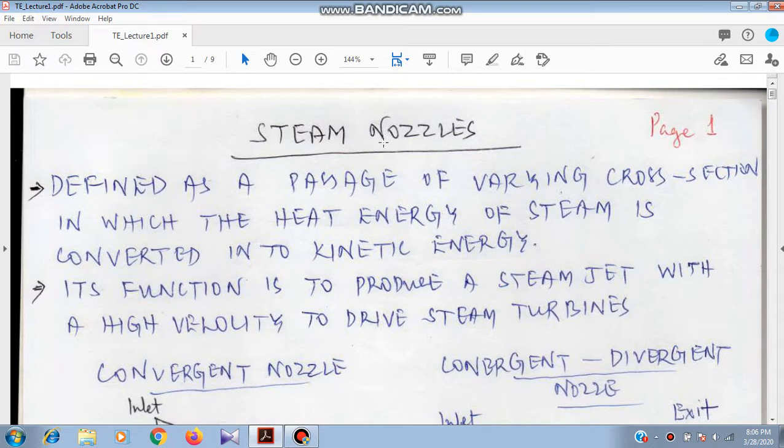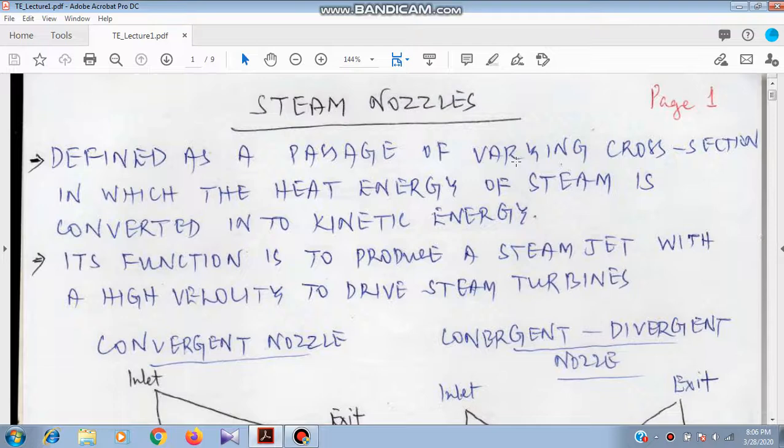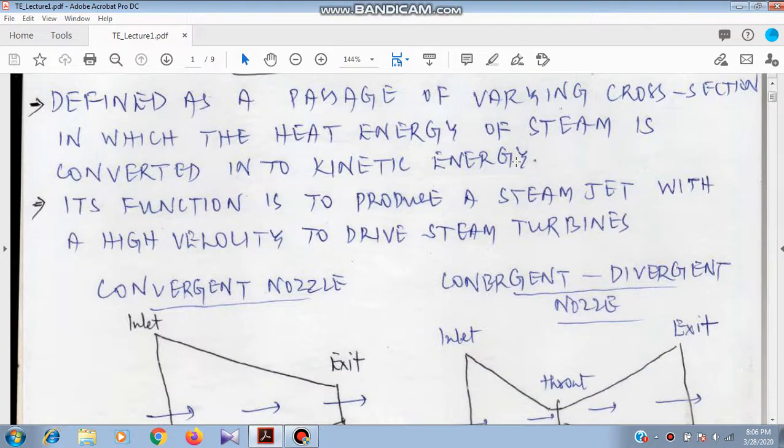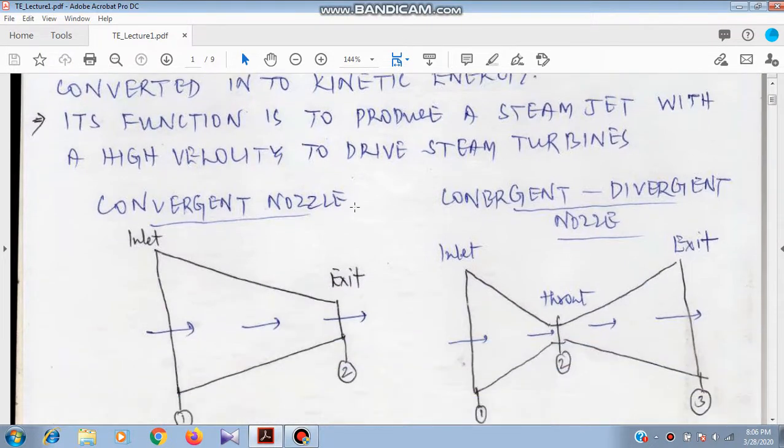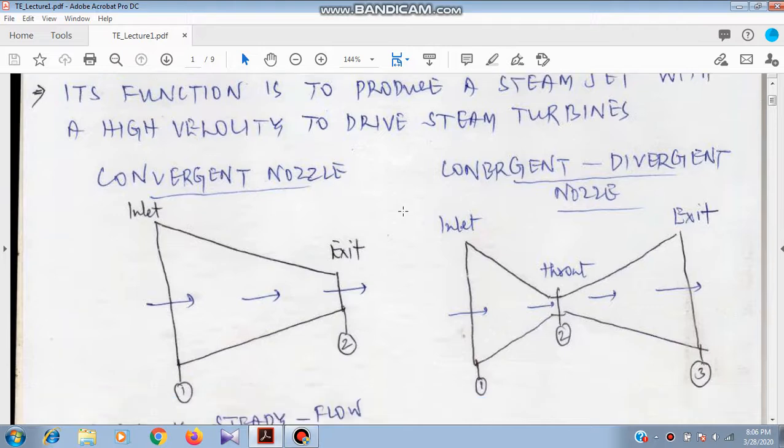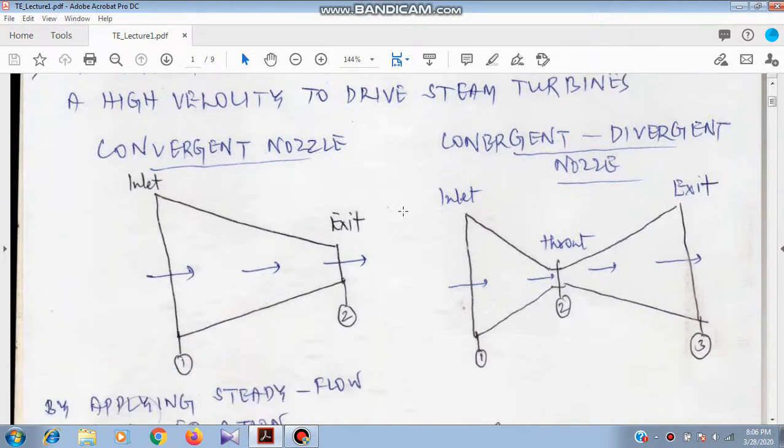Now we shall see the second chapter of our module 1, that is steam nozzles. You know, the steam nozzle is a varying area cross section where the heat energy of steam is converted to kinetic energy. That is, the steam nozzle is placed before a steam turbine. So the nozzle converts the available energy to kinetic energy, and the steam with high kinetic energy, high velocity, is given to the turbine where it produces the power.